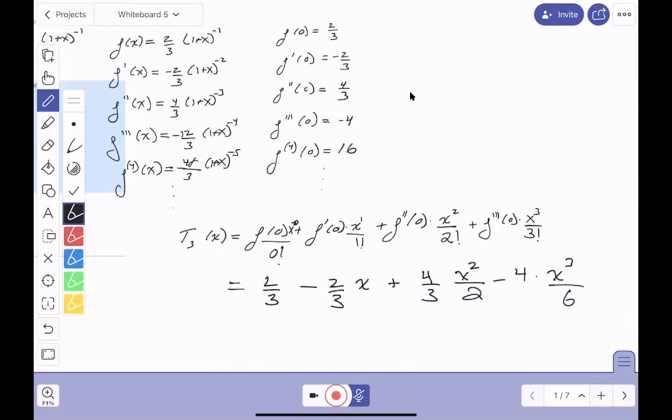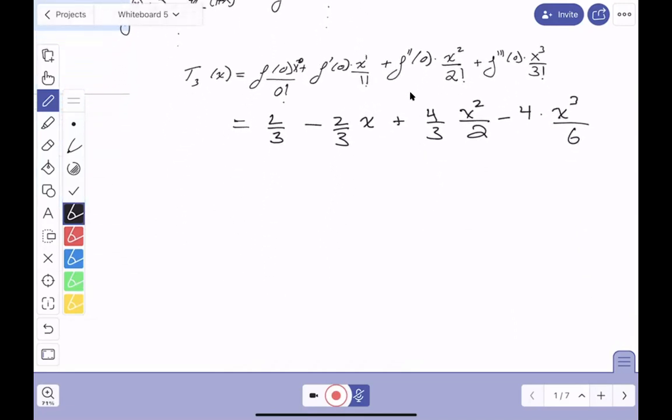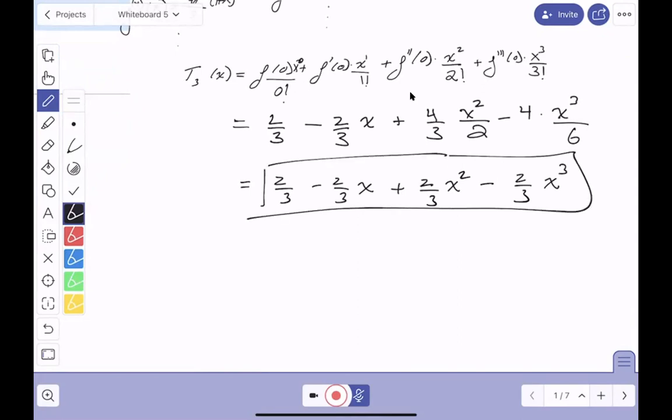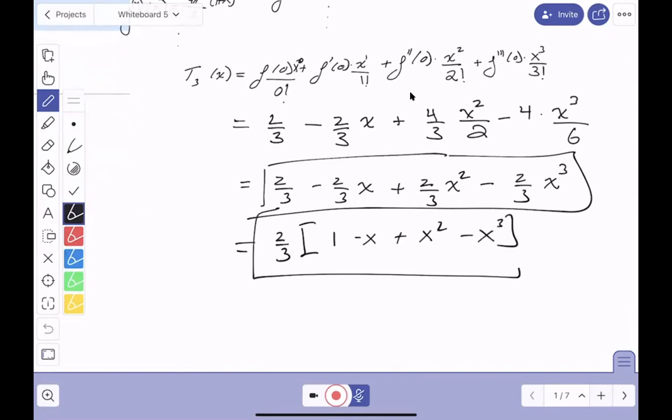All right. Let me simplify it. I'm going to get 2/3 minus 2/3 of an x plus 2/3 x squared, and this is going to be minus 2/3 x cubed. All right, it's kind of remarkable, isn't it? So I'm looking at it, and this sure does look like 2/3 times (1 minus x plus x squared minus x cubed). All right, I guess that's another good looking answer.